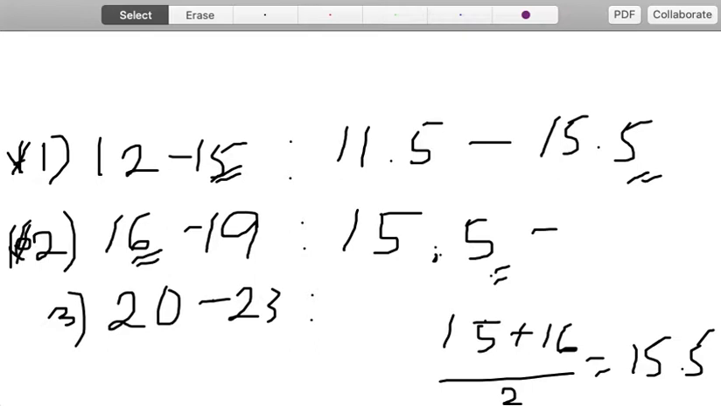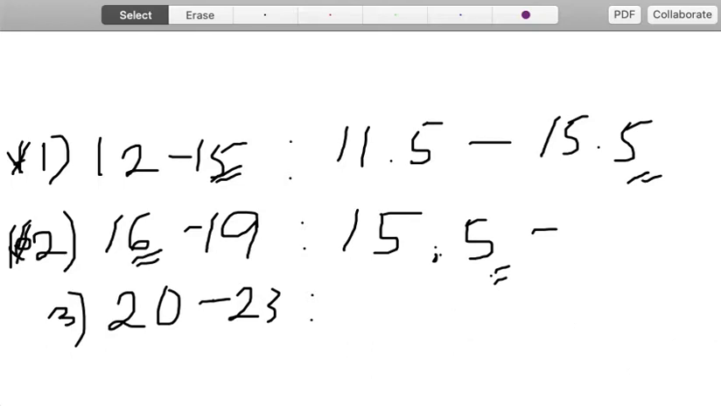So take note, this 15.5 is exactly what we also have as the upper class boundary of the first class interval. This one will have an implication later on with the histogram that we're going to come up with. That's why the upper class boundary of the previous class interval will be equal to the lower class boundary of the next class interval.